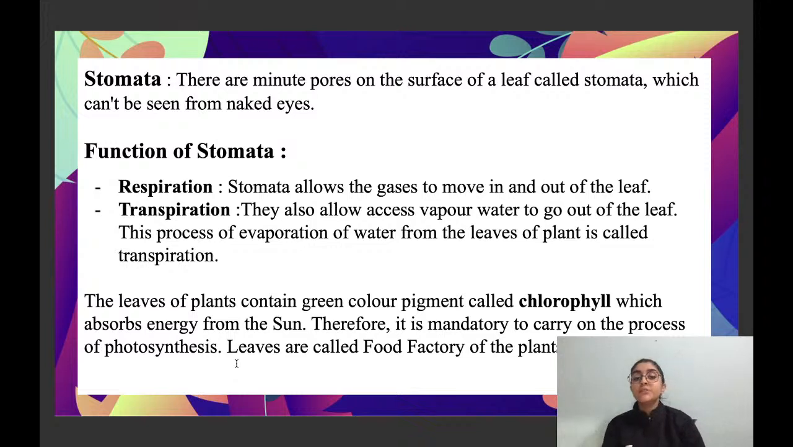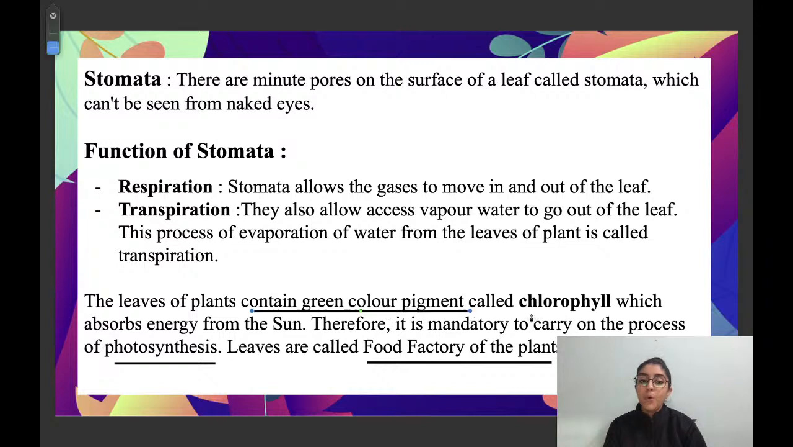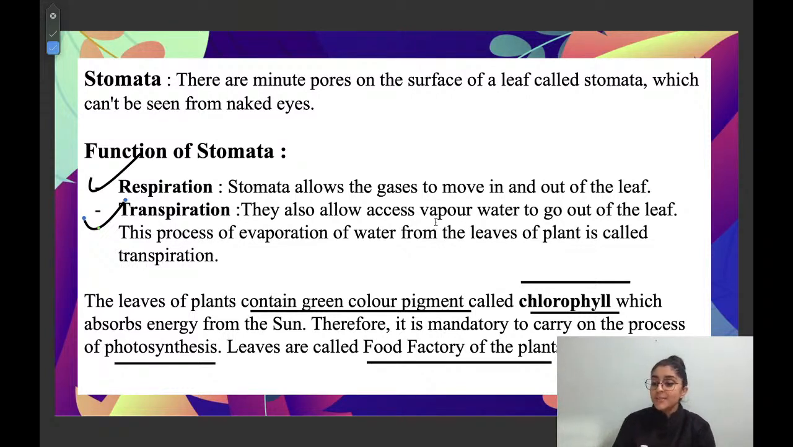Yes, very true, Satish. Leaf is also known as the food factory of the plant because it creates food for the plant by the process of photosynthesis. How do leaves undergo photosynthesis? Because they contain a green color pigment called chlorophyll. So because they contain chlorophyll they can undergo photosynthesis, and as they produce food, they are known as the food factory of the plants. In the same way, the stomata help the leaves with respiration, that is the exchange of gases, and transpiration, that means when the excess water is taken out from the leaves.